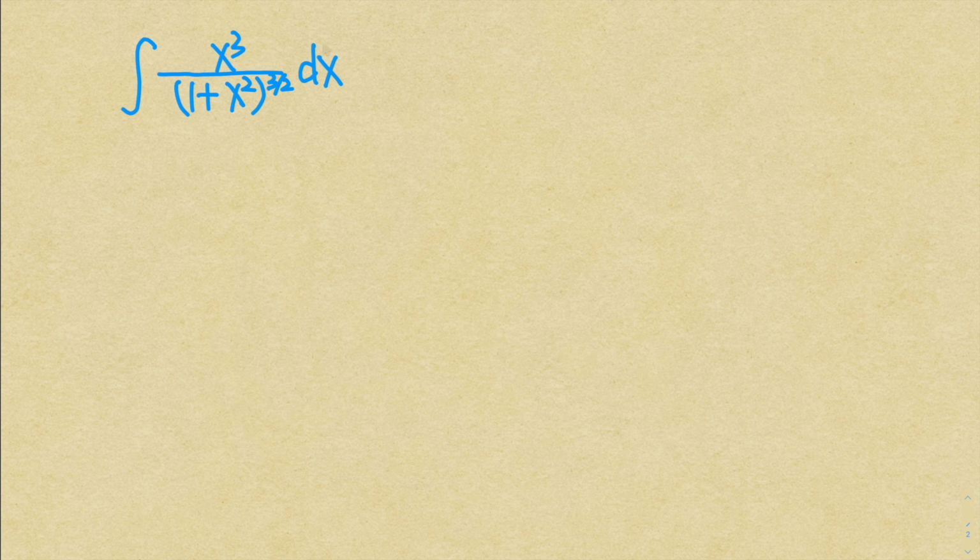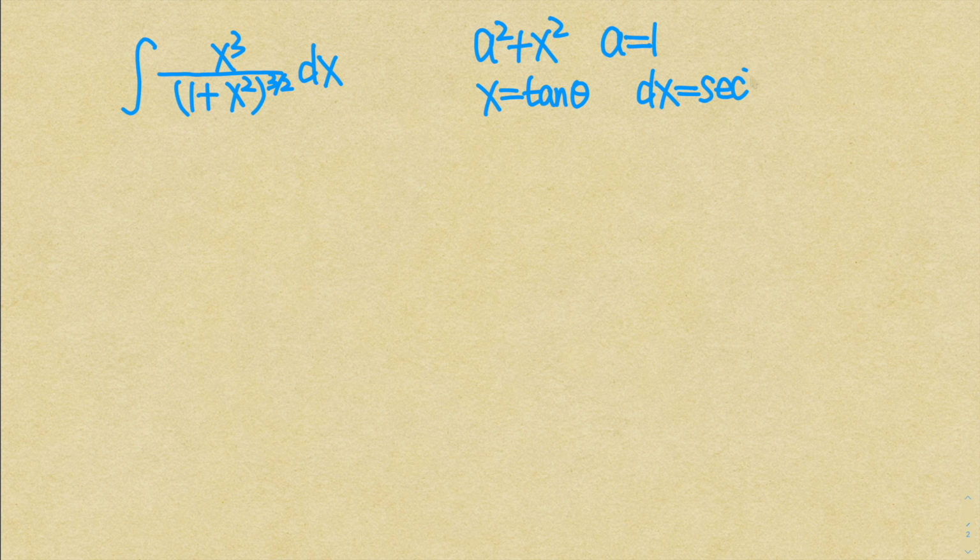Feel free to try this problem. Integral of x cubed over 1 plus x squared to the 3 over 2. So what should we do here? Of course, we will do the trig sub. Notice that there is 1 plus x squared in the expression. The same pattern as a squared plus x squared, where a equals 1. So according to the formulas we discussed just now, we should set x equal to tangent theta, and dx equals d tangent theta, which equals secant squared theta d theta.